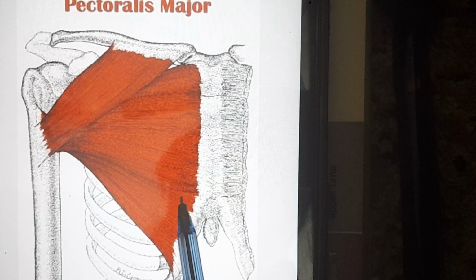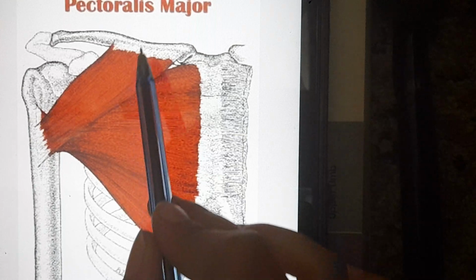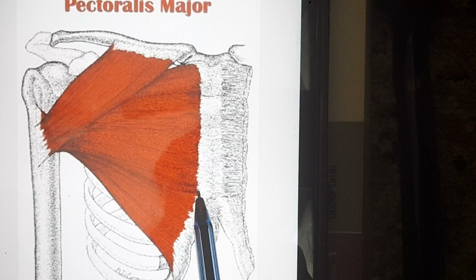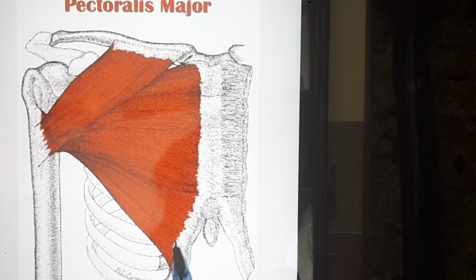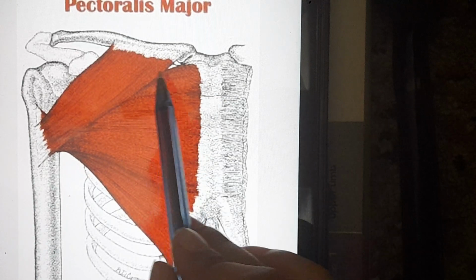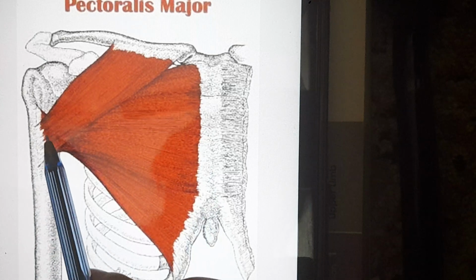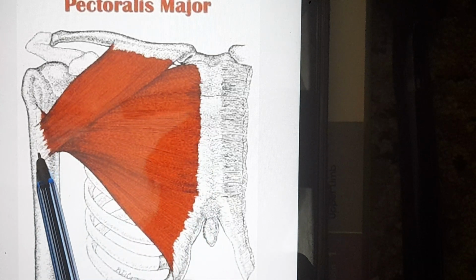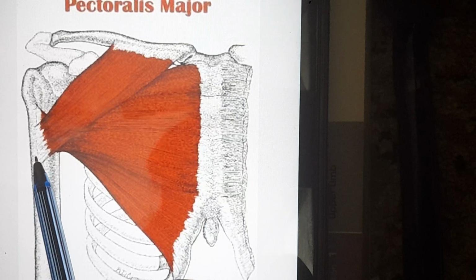Then it has an aponeurosis with the external oblique muscles of the abdomen. So clavicle, T2 to T6 region of the sternum, external oblique aponeurosis. This was the origin. Insertion is going to be on the lateral lip of the intertubercular sulcus of the humerus. Lateral lip. Okay.